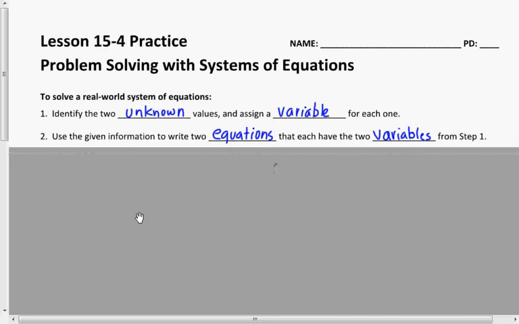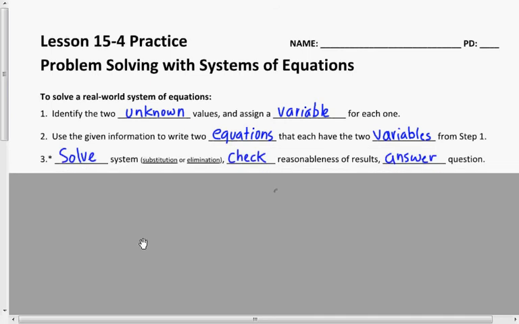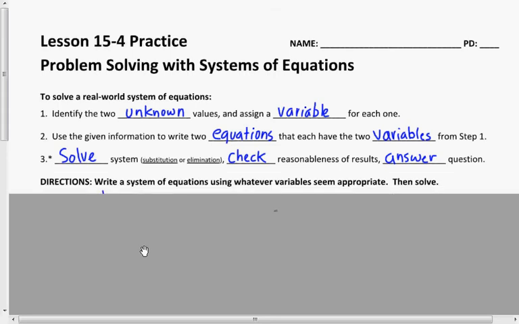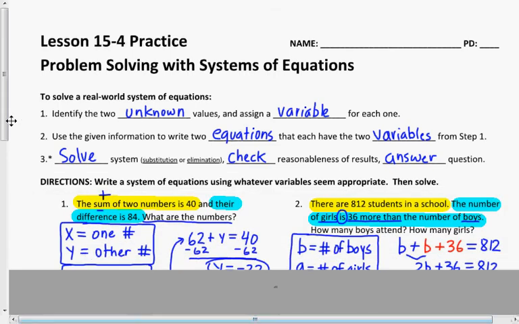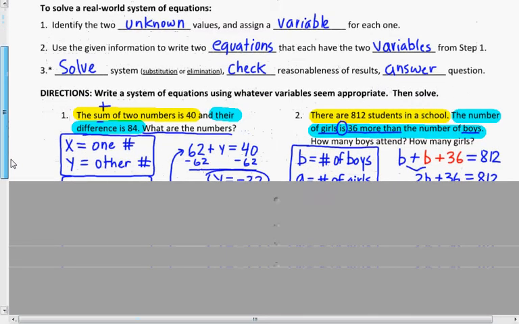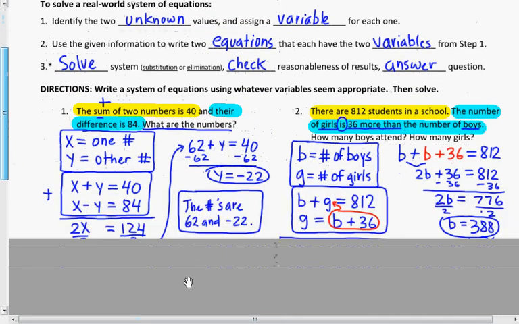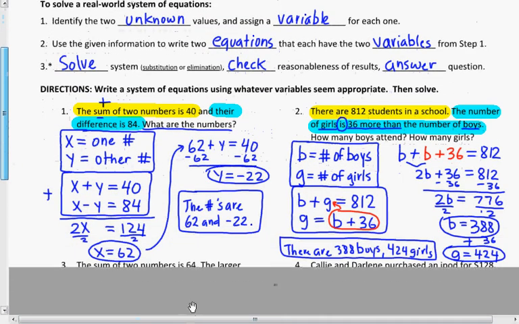Okay, once you've written the equations, then you solve the system that you wrote. You can use substitution or elimination. And then once you've got your solution, check to make sure it's reasonable and answer the question. So, the first examples that I have for us to take a look at are these two here. Okay, and let me just direct you.